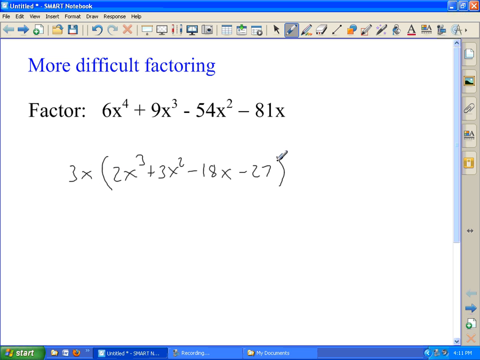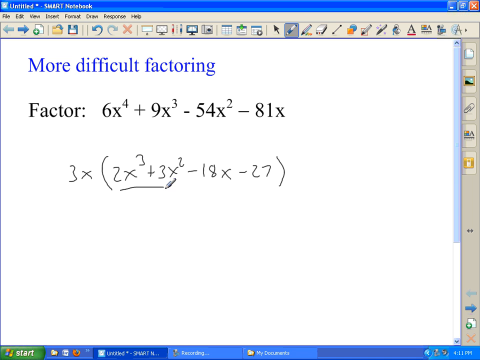Remember that you usually want to look inside here and make sure there's nothing else that can go into all of these numbers and that there are no extra x's that go into all of these. So this is now completely factored out with the monomial factor. Next, remember we count the number of terms. There are 4 terms here, and when there are 4 terms, we just go to factoring by grouping.